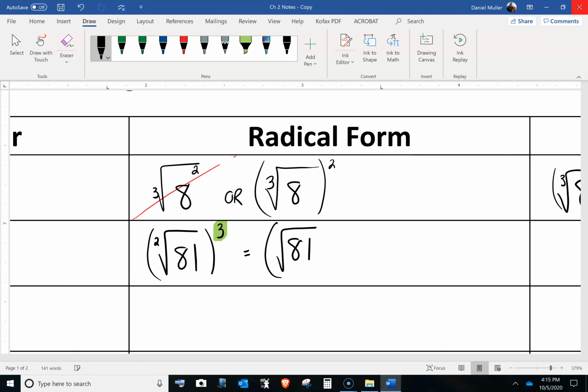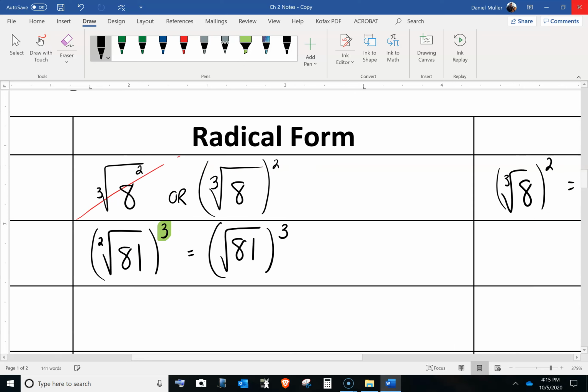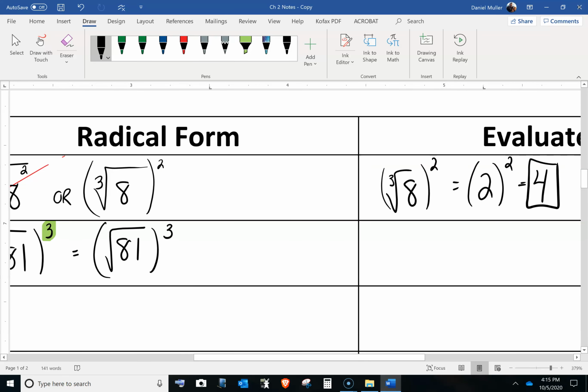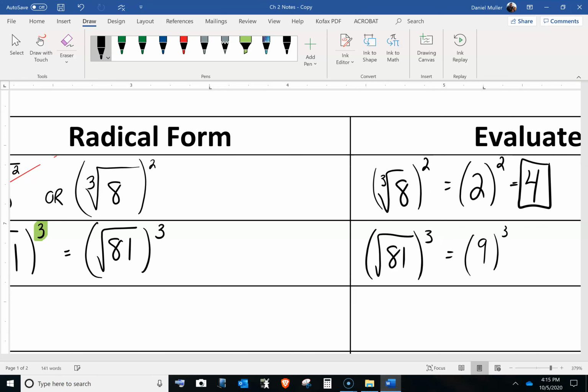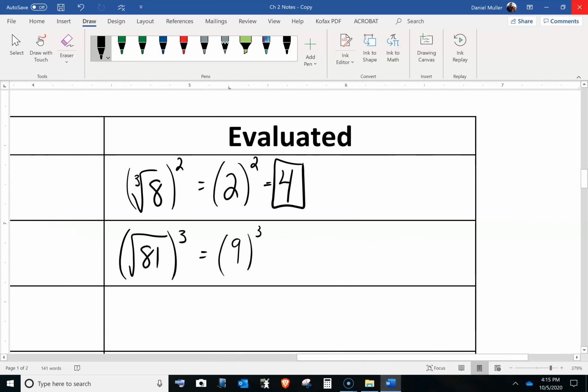81 cubed. Now, if you have to evaluate that, the square root of 81, I'll rewrite it again, the square root of 81 is just going to be 9, and then cube it. So 9 times 9 times 9. Now, I don't know what that is, but I do know that 9 times 9 is 81. And if I times that by another 9, 9 times 1 is 9, 9 times 8 is 72. So this is 729.